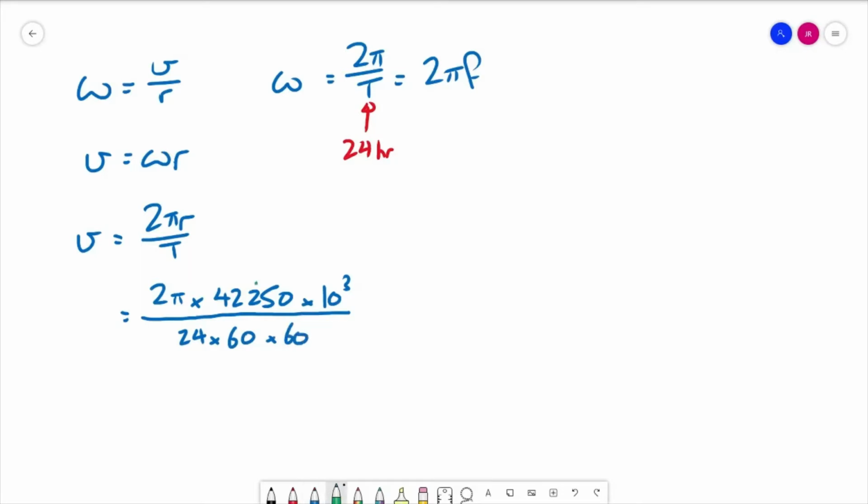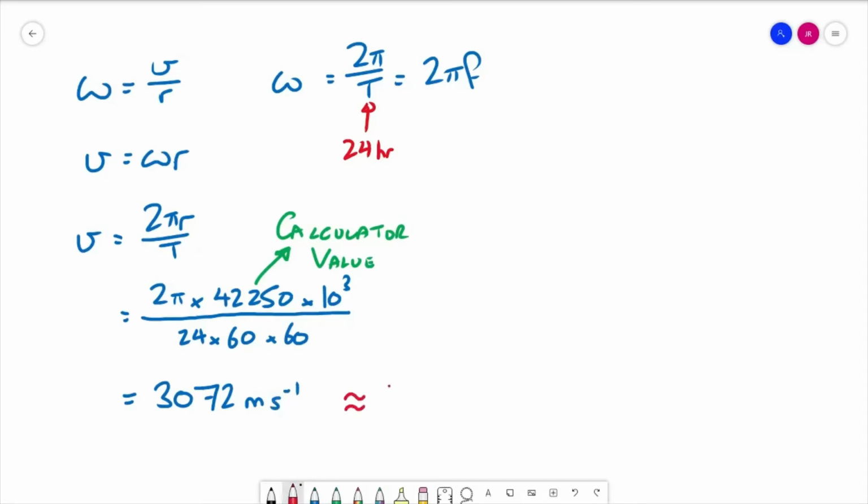Now realistically for this value here, I did keep my calculator value from the last screen in there, so again, just to make sure that we avoid any rounding issues. When it comes down to it then, when you do those calculations and work it all through, we end up with an answer of 3072 metres per second, or we can see that that is approximately therefore 3 kilometres per second.